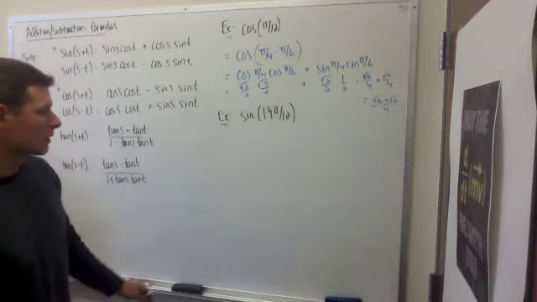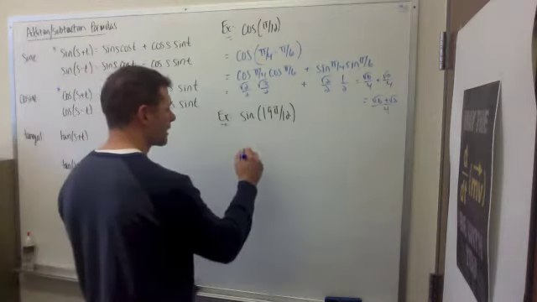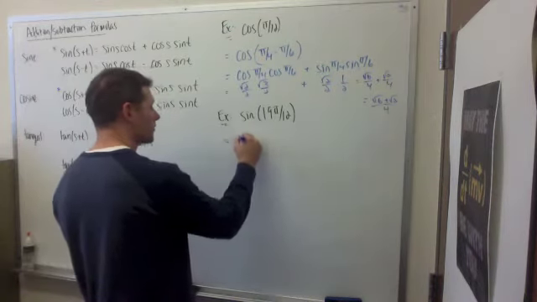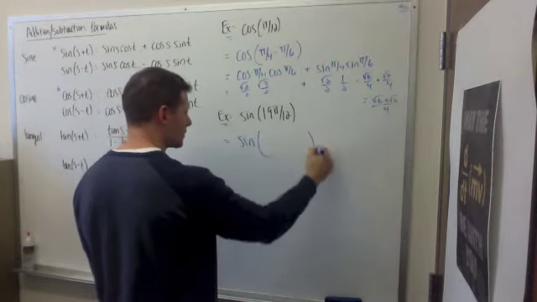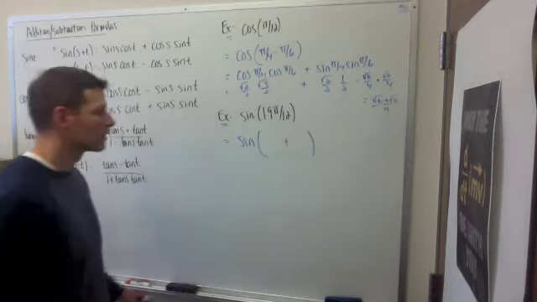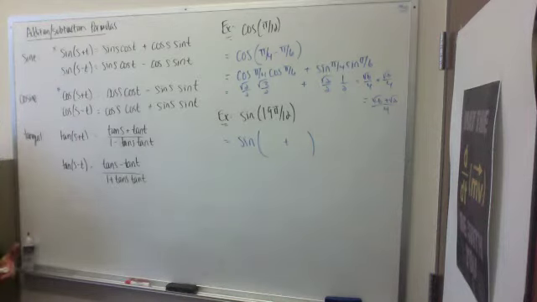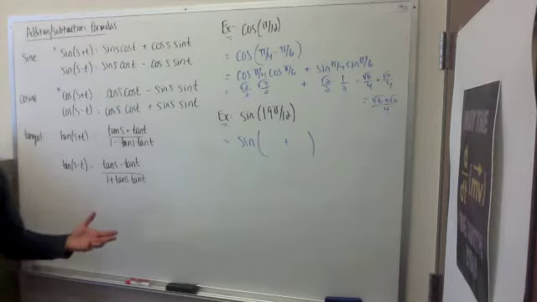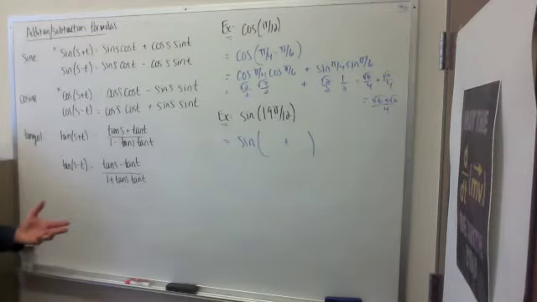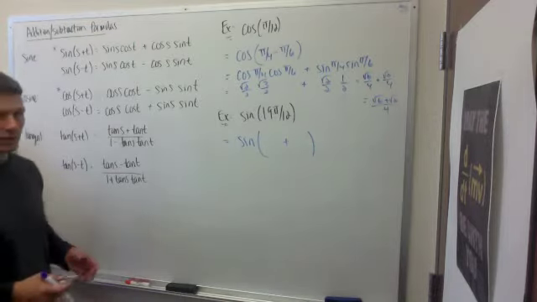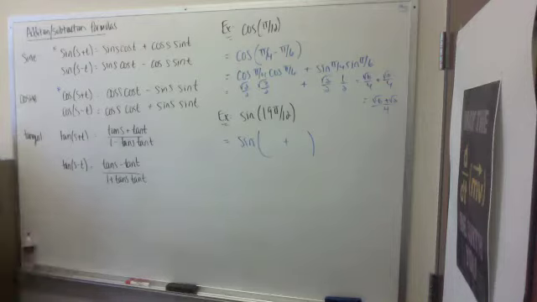Okay, now let's try this one here. Sine of 19 pi over 12. You'll note that we need to break this up into two different values that we can find sine of. We don't want to find sine of 19 pi over 12. We just don't have that. However, we do have things like pi over 3 or pi over 4, stuff like that. So that's what we're going to want to try to calculate it to.